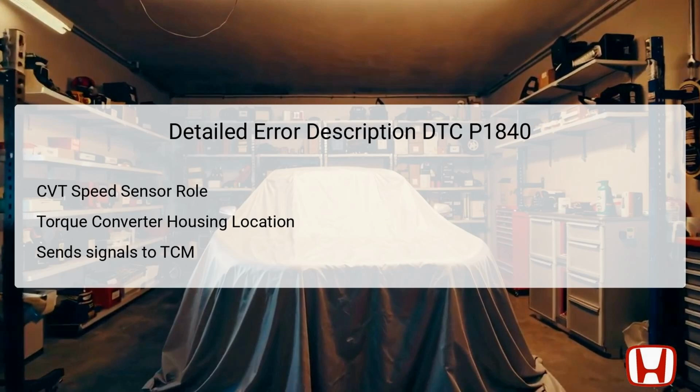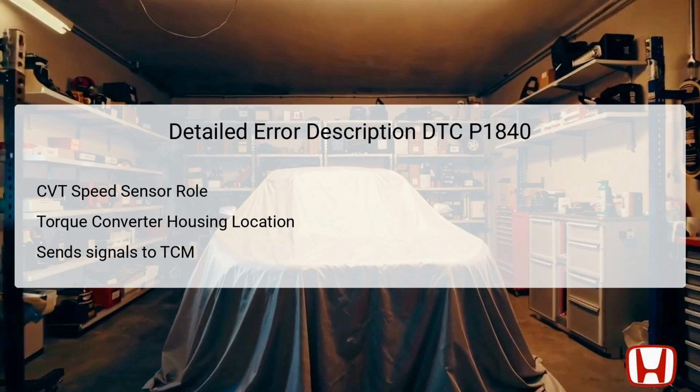The CVT speed sensor plays a critical role in monitoring the position of the secondary driven gear, a key component in the transmission system located externally on the torque converter housing. Its primary function is to detect changes in magnetic flux as the secondary driven gear rotates. These changes are converted into pulsing signals that are transmitted to the Transmission Control Module, TCM, which processes this data to ascertain the vehicle's operational status.